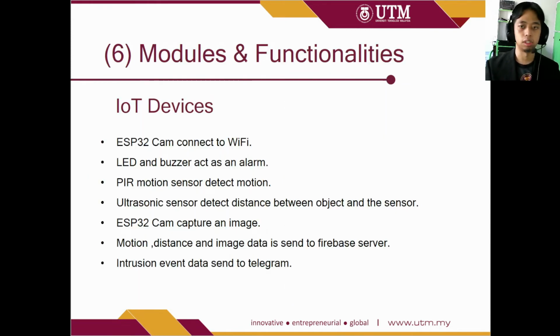Moving on to the modules and functionalities. For the IoT devices, the ESP32-CAM needs to connect to Wi-Fi. The LED and the buzzer will act as an alarm. The PIR motion sensor will detect motion. The ultrasonic sensor detects the distance between the object and the sensor. Then the ESP32-CAM captures an image, and the motion, distance and image data will be sent to the Firebase server. Lastly, the intrusion event data will be sent to Telegram for police purposes.